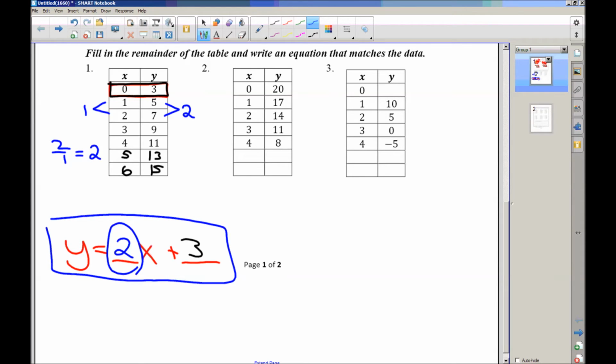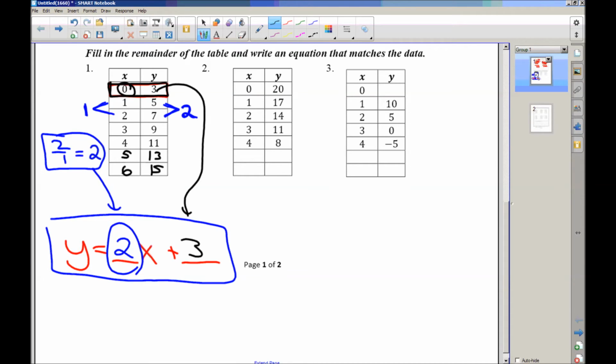And we found it one more time by doing the change on each one. So in the y's, it went up by 2, and in the x's, it went up by 1. And then we divided that to figure out our changer. And we also found the starting place by looking for the place where x was 0 and saying what was y. So the 3 went there.